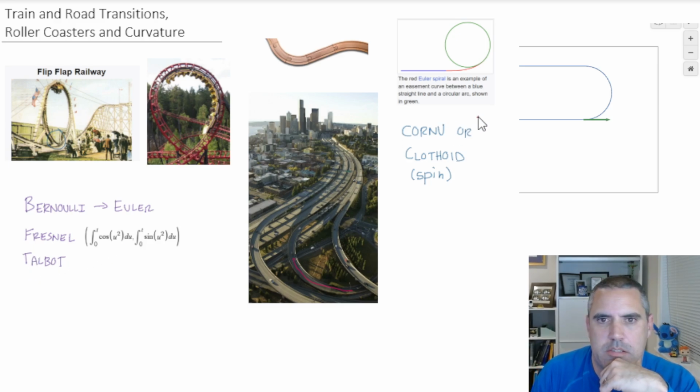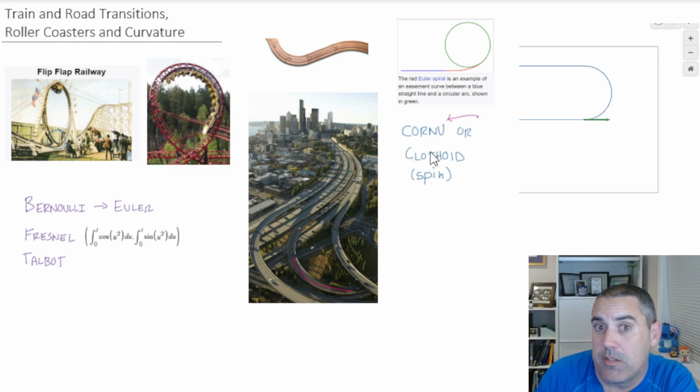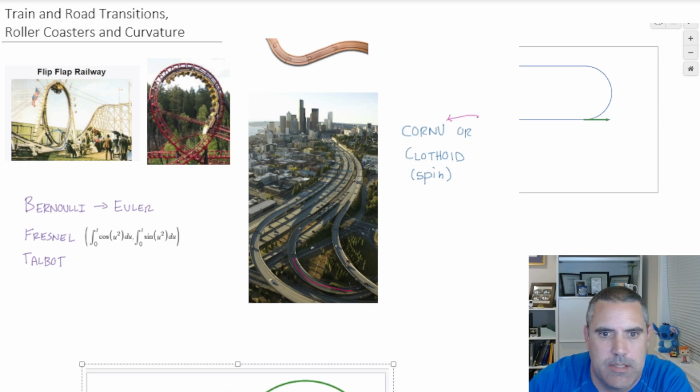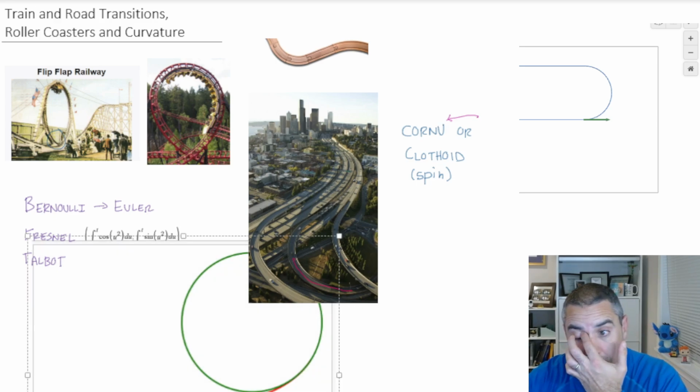One person whose last name was Cornu, so sometimes they're called Cornu spirals. And then later someone named it a clothoid. Clothoid derives from the word spin, like spinning wool. So anyways, that's the story. If you look on Wikipedia, you see this little picture of it, this transition.